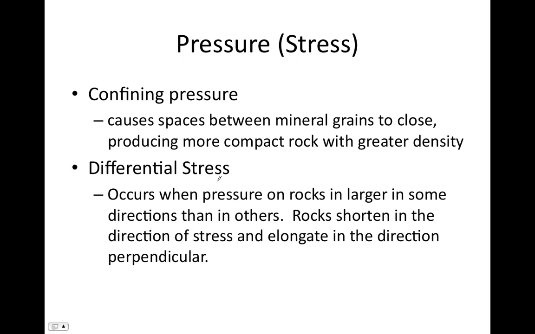There are two types of pressure: confining pressure. This is whenever the pressure is equal in all directions, acting inward on the rock. This causes a reduction in the pore space in between mineral grains and causes the rock to become more compact and increase in density. Then we have differential stress. Differential stress is when the pressure is larger in some directions than others. And this causes the rock to shorten in the direction in which the pressure or stress is the largest, and elongate in the directions perpendicular to that.